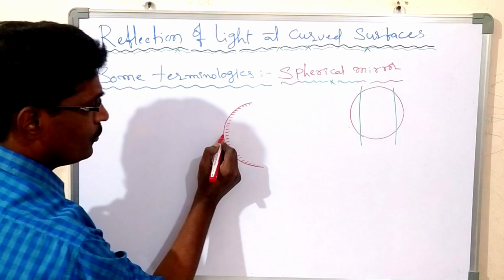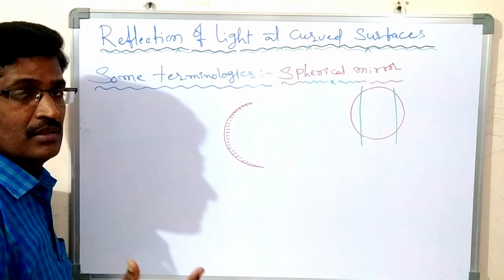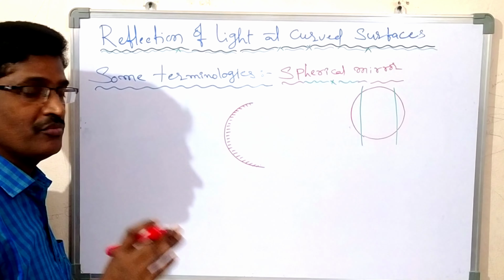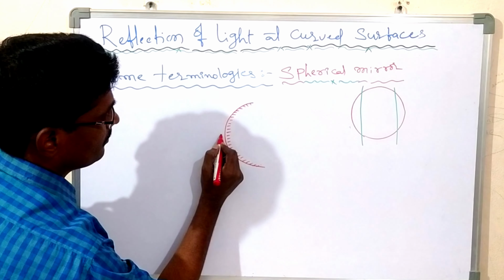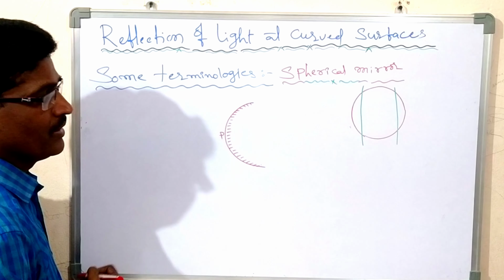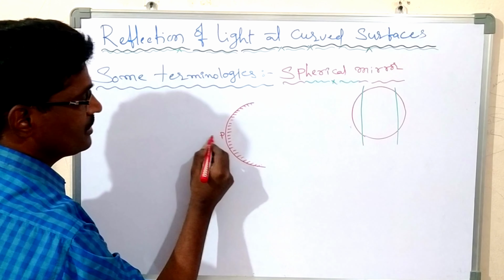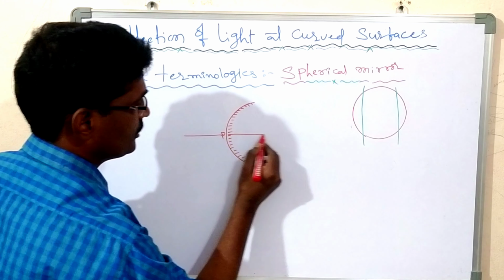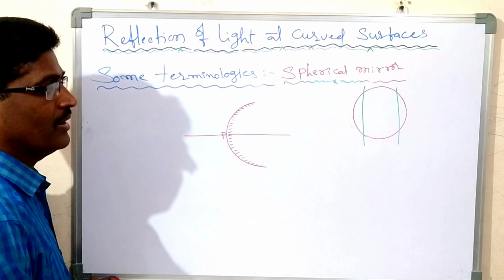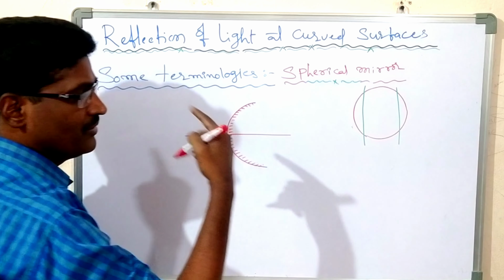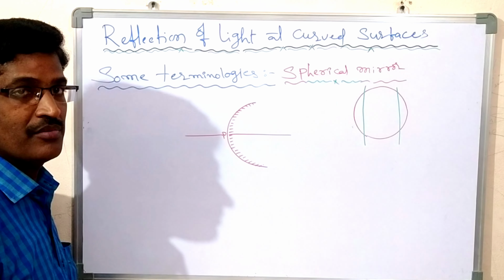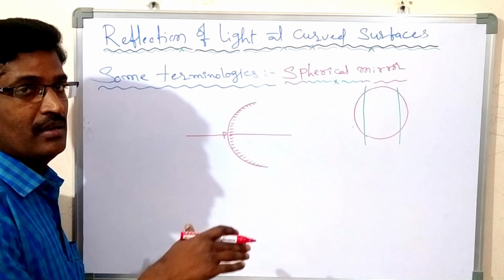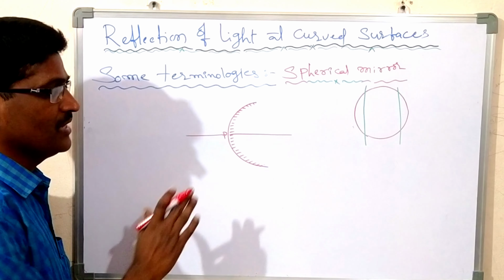Now, as you know earlier in the concave mirror, in the same way you have to find the midpoint of the mirror, which you call the pole. The line passing through the pole you can call the principal axis. The midpoint of the sphere you are calling the center of curvature, same as in the concave mirror.